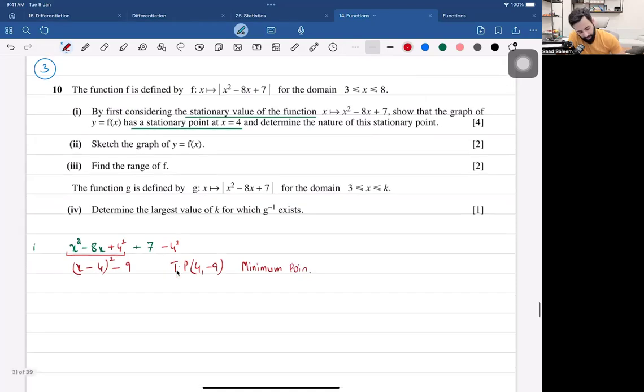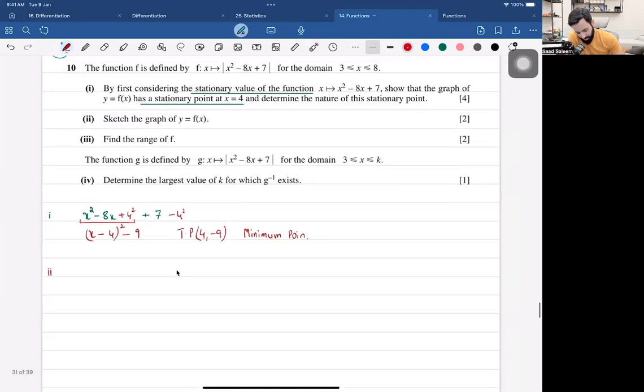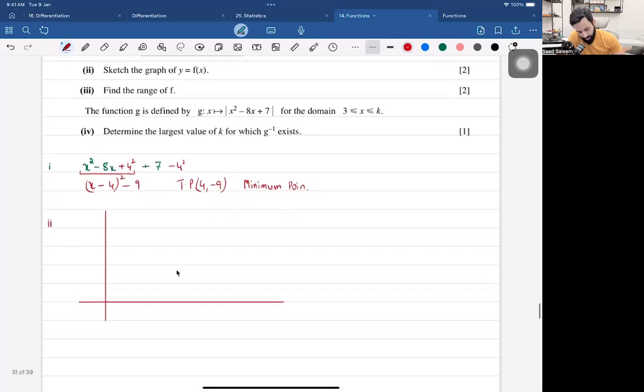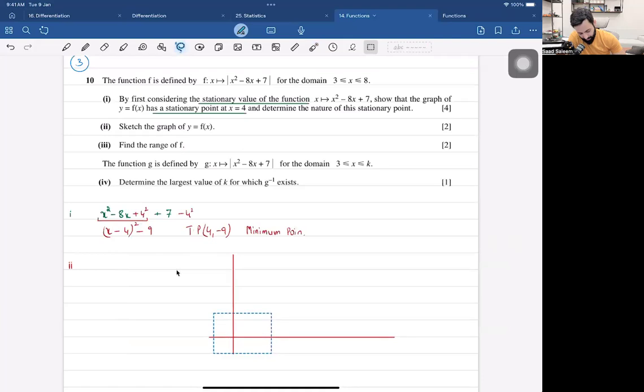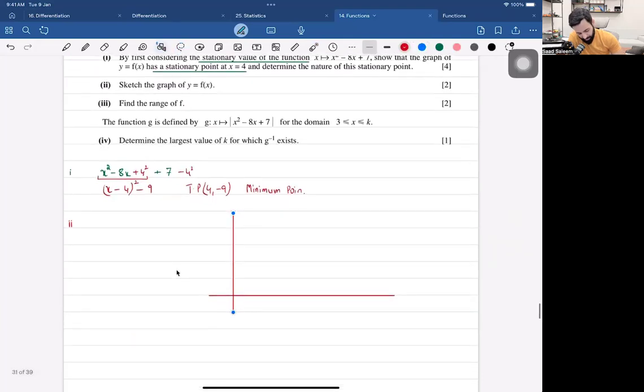Now, in the next part, we're supposed to sketch the graph. Okay, so how do we sketch? Now, notice that the question has made us find all the relevant information in order to draw a sketch, and let's use that information. So the turning point is 4 comma minus 9, and remember we're sketching the graph of f of x, so this function right here. Now let's keep this in the center because we might need room on both sides.